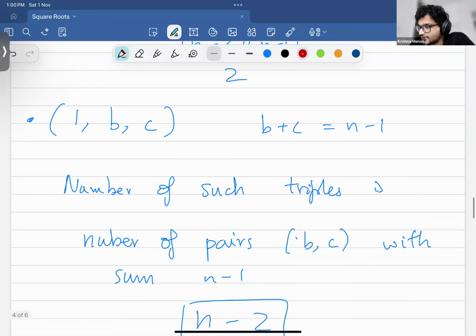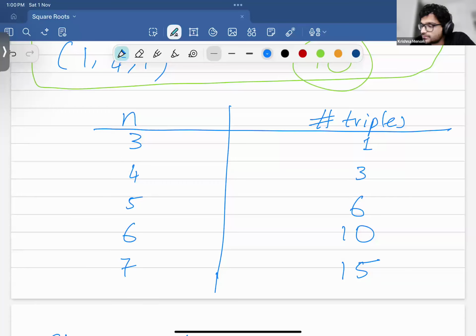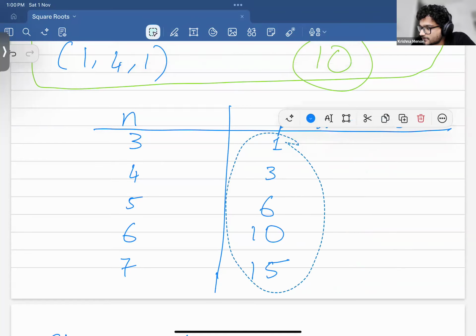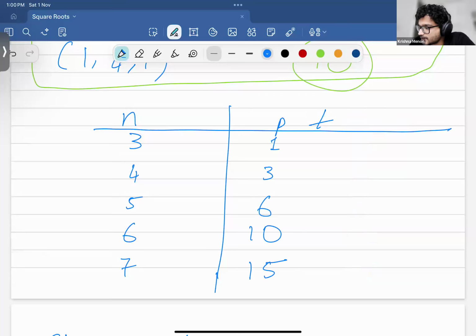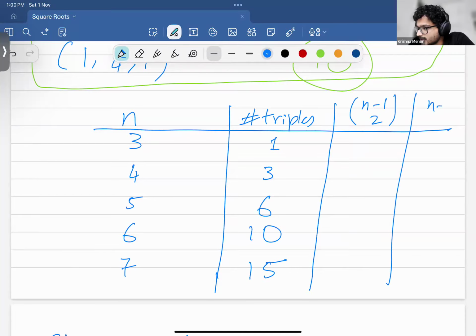So we have these values. Let us write down, let me move this. So this is the number of triples, and one candidate that we had was n minus 1 choose 2. Another candidate now is n minus 2 choose 2. So n minus 2 choose 2 for 4, what would you get? So the number of ways to choose.